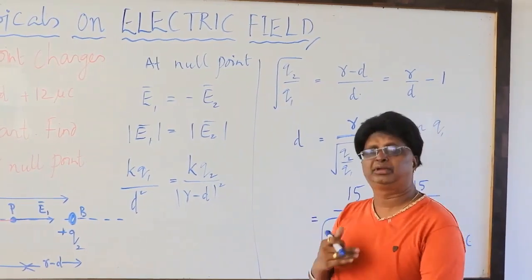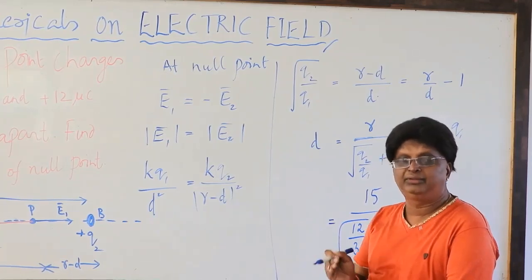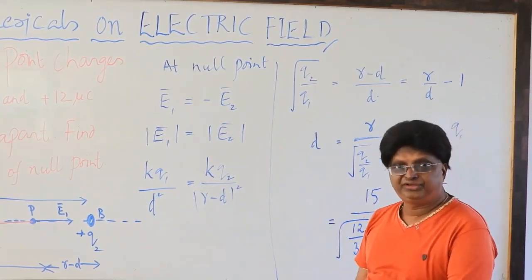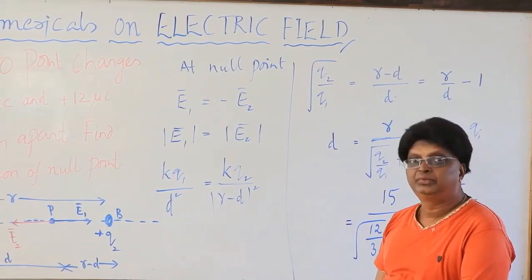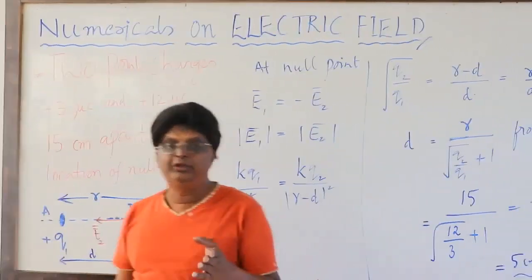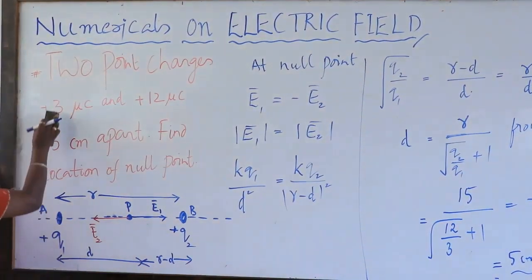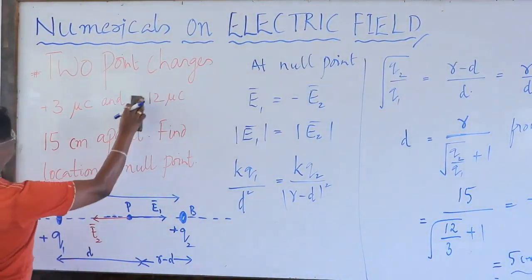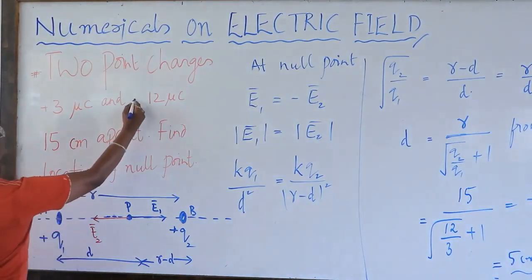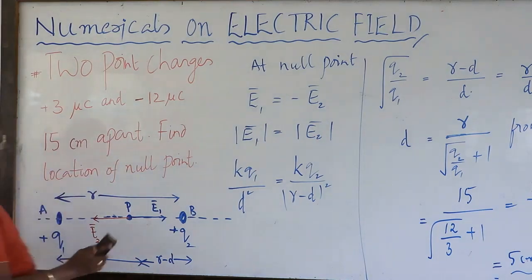Now I have given the case of two like charges and their separation. Supposing in the same example I just change the symbols, that is, I take a system of unlike charges. Then what will be the answer? Let us see that here. Supposing I give this minus 12 microcoulomb, and say 15 centimeters, what will be the distance of the null point?